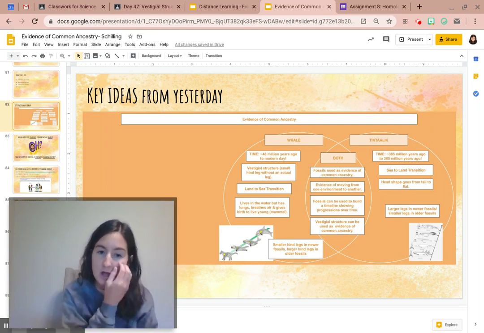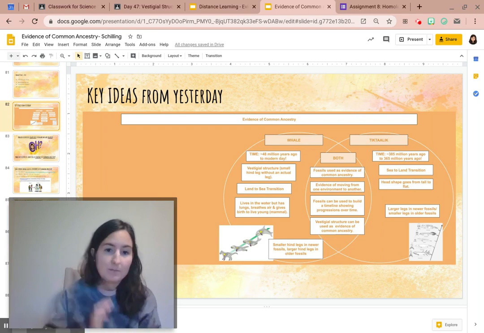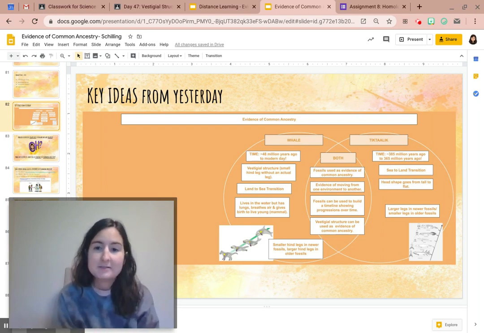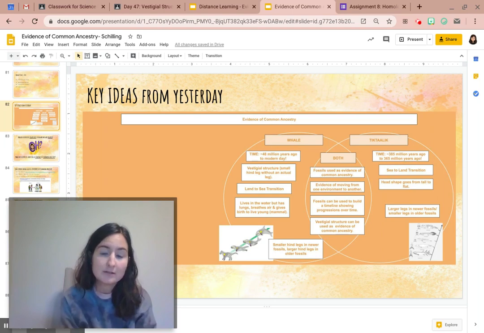The original ancestor whale, I think they compared to be like a small dog. So the Tiktaalik, on the other hand, big characteristics were the head shape went from tall to flat. There are larger legs in newer fossils and smaller legs in older fossils because obviously it went from a fish sort of creature that probably didn't have leg bones or had very small leg bones to a land animal that had to have those hind legs.